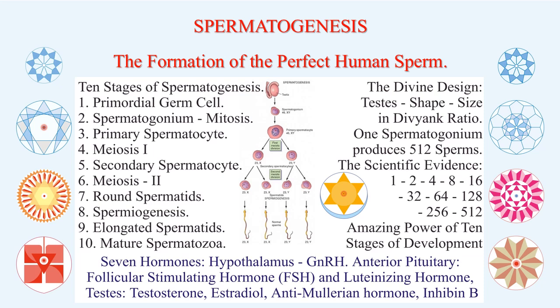And what is the science behind it? 1 multiplied 10 times is 512. That means 1, 2, 4, 8, 16, 32, 64, 128, 256 and 512. And it doesn't go beyond that. And there are only 10 stages. That is what over and over I'm saying.